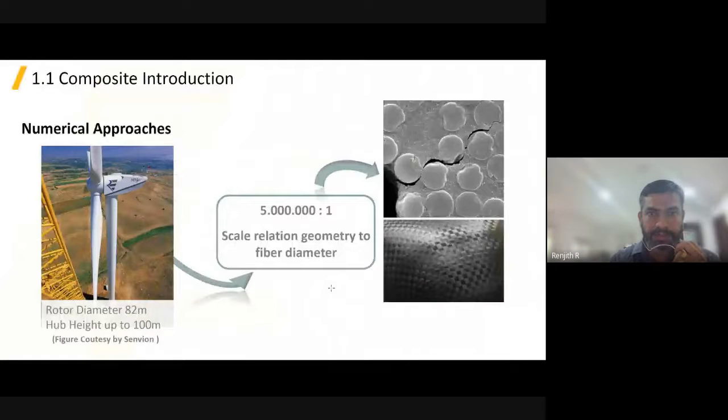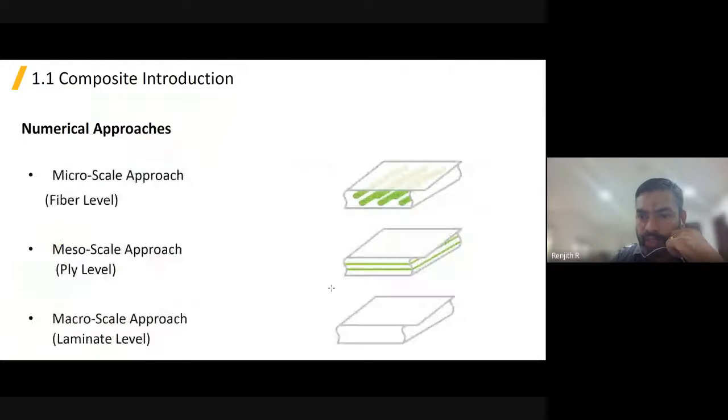And next we will go into the numerical methods to compute the mechanical properties and the analysis. Most of the numerical approaches are divided into three types, as I already explained: micro scale approach, meso scale approach, and macro scale approach. In the micro scale approach, we go into the fiber level. Fiber level means we inquire about the fiber properties, what the interface is, and how the matrix is connected with the fibers. All those things we analyze in micro scale.